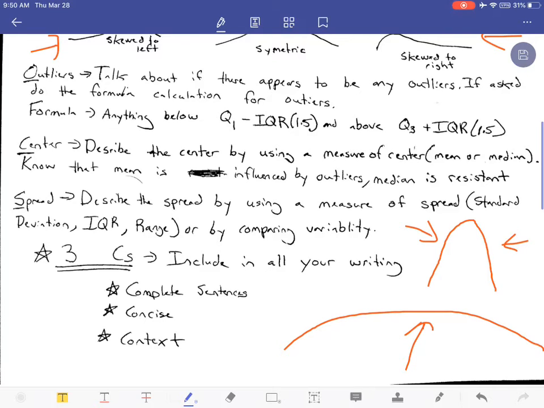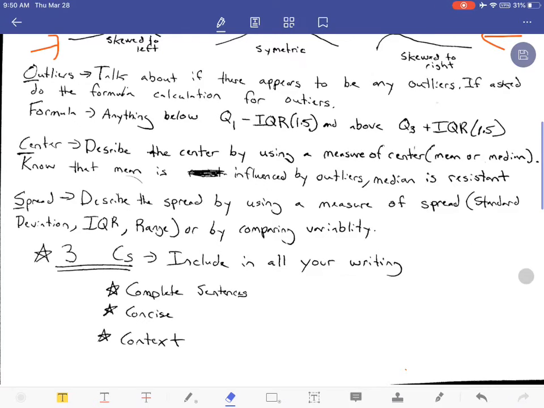Or the opposite, this one has more variability than this curve. All right, so just make sure that you're including one of those. And again, you're just going to have to look at the problem, the graph, in context, and determine which would be the most appropriate measurement to include for your spread.